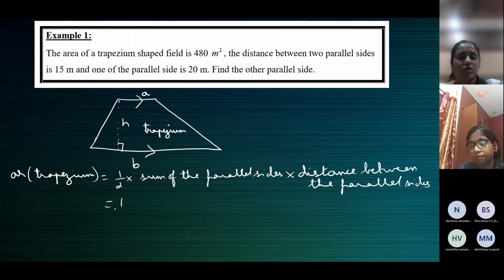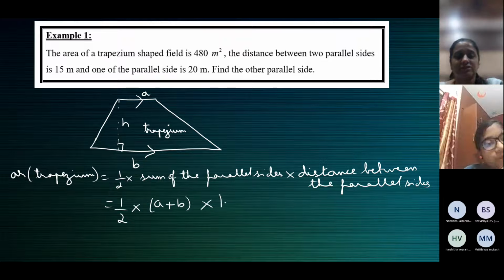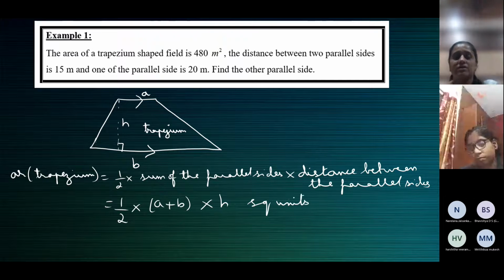Okay, so what is the sum of the parallel sides? A plus B. What is the distance between the parallel sides? H. H is the distance between the parallel sides. So half into A plus B into H square units is the formula to find the area of a trapezium. The parallel sides here are A and B, and the distance between the parallel sides is H.